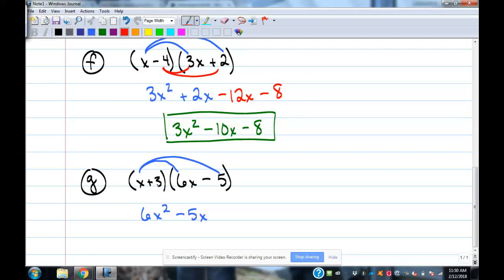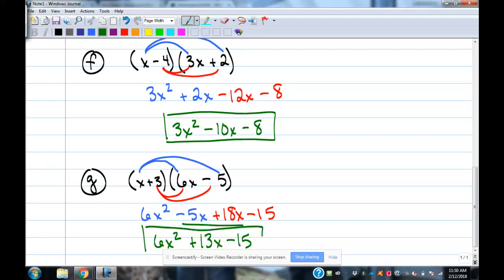And then do the other one. +3 is what we're distributing. +3 times 6x, +18x. 3 times -5, -15. Any like terms in there? Yeah, those in the middle. 6x squared plus 13x minus 15. Not too bad so far, right?